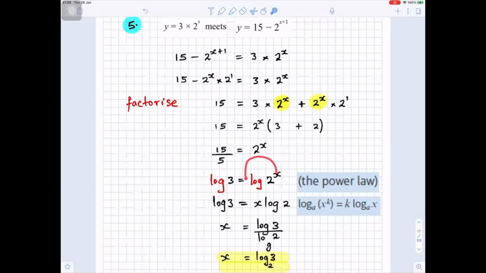The x comes in front, power to the front law, the power law. X comes in front from x log 2. So it's times. We take log 2 to the left, it becomes divided by log 2. So x equals log 3 divided by log 2, or log 3 to the base 2. That's how you get the value for x.